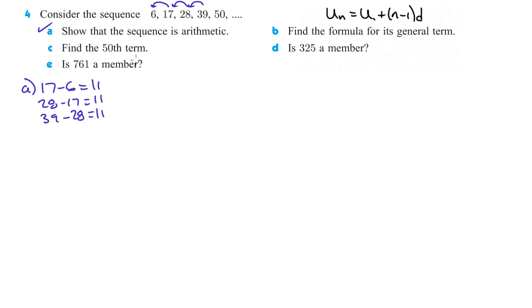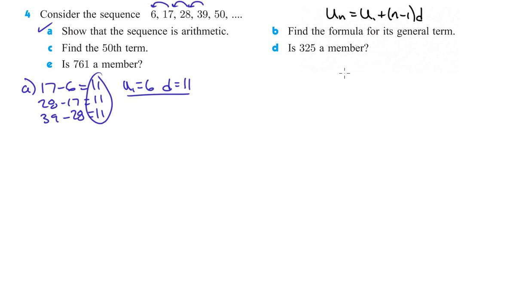Also, another way we could do that is to simply write down that the first term, u sub 1, is 6, and then the common difference is 11. Okay, that is also showing it. But this here proves it. Okay, anyway. B, find the formula for its general term.